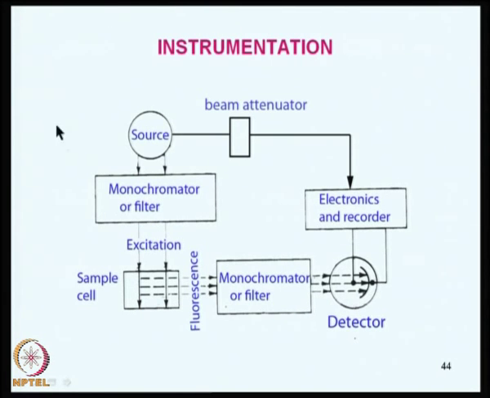What we need for the instrumentation is a source of radiation, and then I would need a monochromator or a filter to choose the excitation wavelength. That excitation wavelength I must focus on the sample cell, and I have to measure fluorescence at the right angle of the incident radiation.